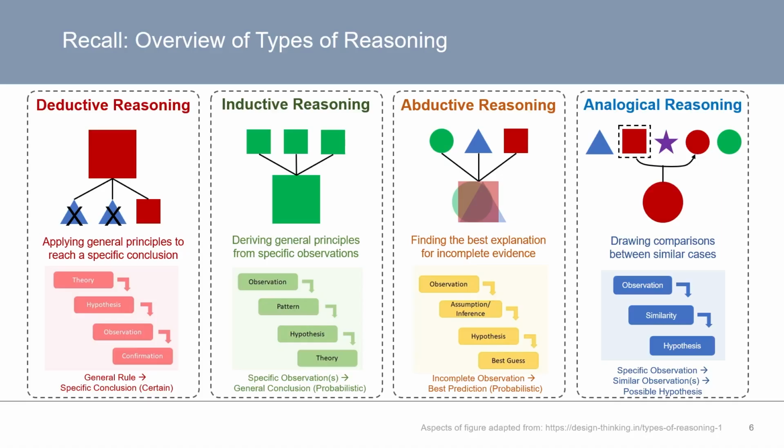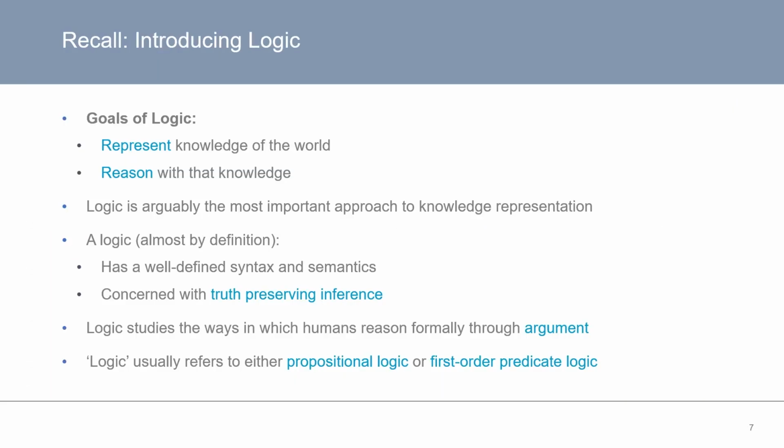Remember that deductive reasoning is all about utilizing a general rule to draw specific, certain conclusions. And also in our Introduction to Artificial Intelligence, we covered some of the basics of logic, including its goals of representing knowledge of the world and reasoning with that knowledge. We noted that logic is arguably the most important approach to knowledge representation, and that a logic, almost by definition, has a well-defined syntax and semantics, as well as being concerned with truth-preserving inference.